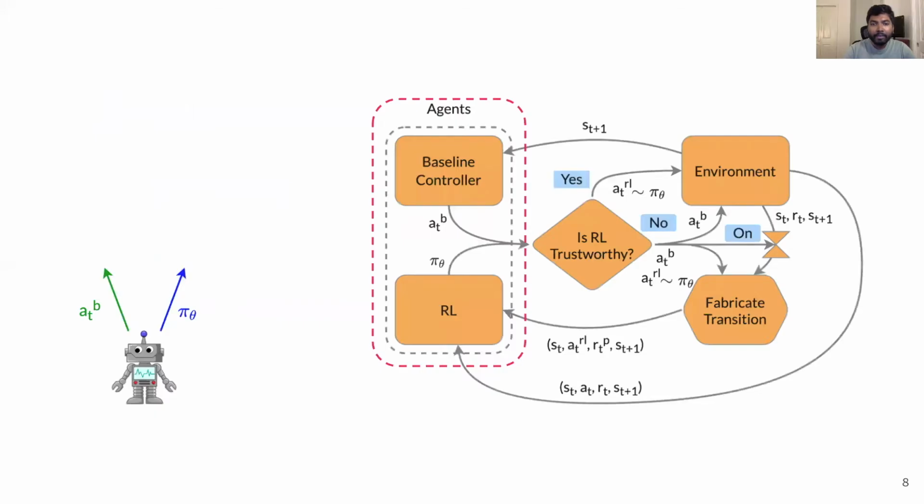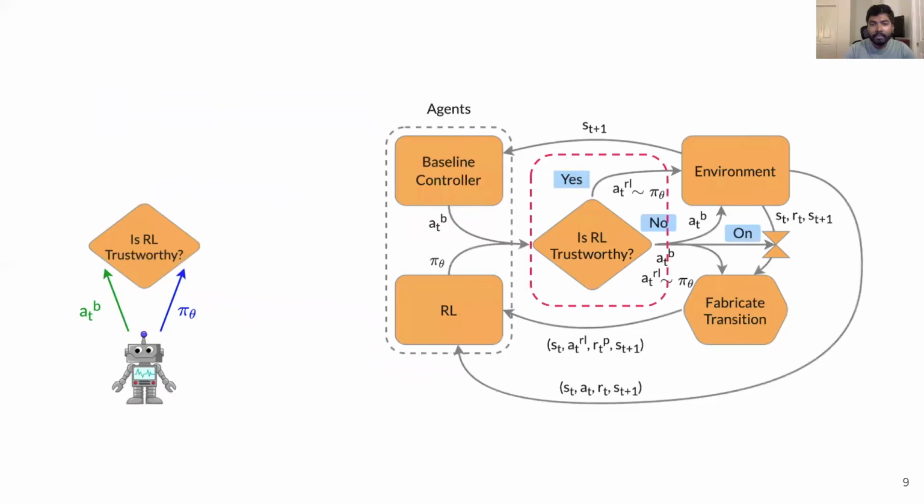Now let me walk you through a running example of our JIRL framework. At each time step, the baseline policy is assumed to provide a suggested action, AB, that is derived from its own internal policy. The RL agent determines if it should follow its own stochastic policy, pi theta, at the current state or defer to the baseline action. The agent consults the is-RL trustworthy module to make a decision on the action selection.